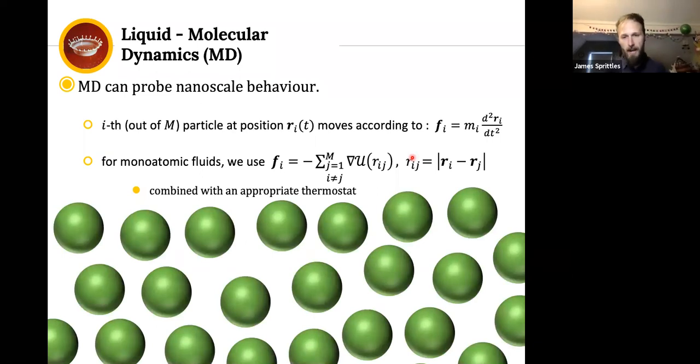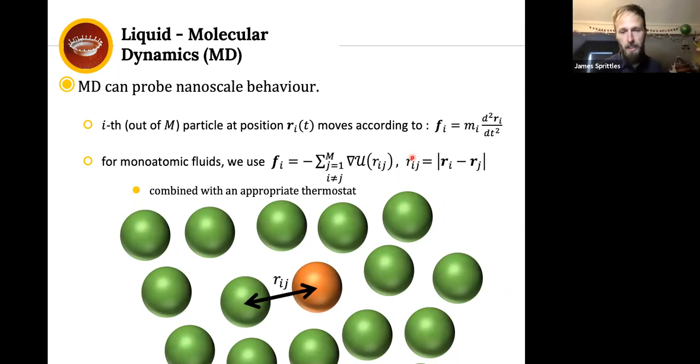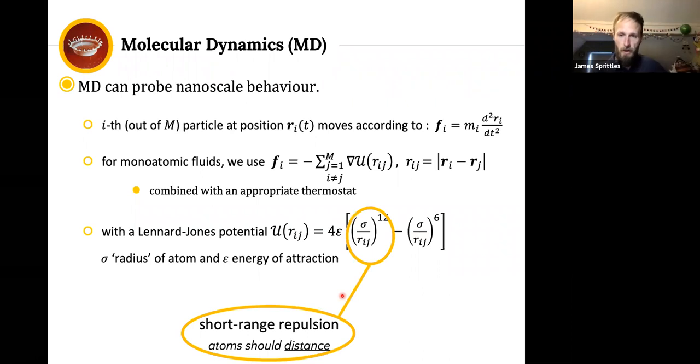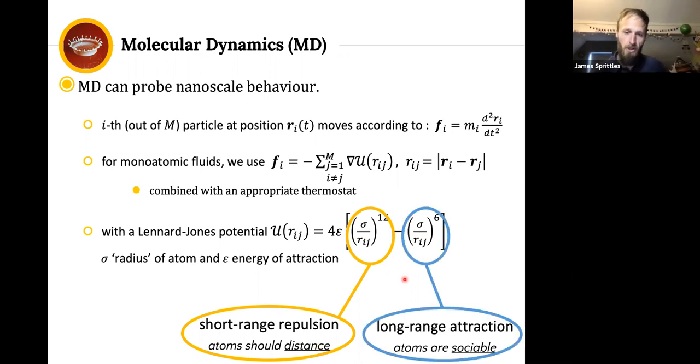So if we have an array of particles, we pick one, and typically we only think about its nearest neighbors for computational tractability. The force on that depends on where the neighbors are and the form of this potential. The most common, the simplest, if you like, is the Lennard-Jones potential. That has two components: a short range repulsion, so it says that atoms should distance themselves from each other, and a long range attraction. So atoms need to distance each other, but not by too far because they attract each other long range.